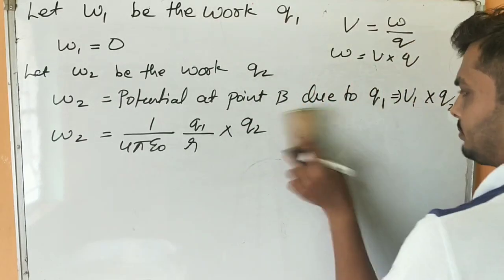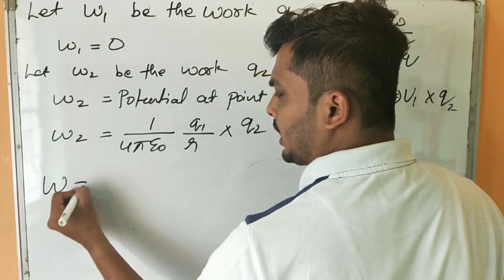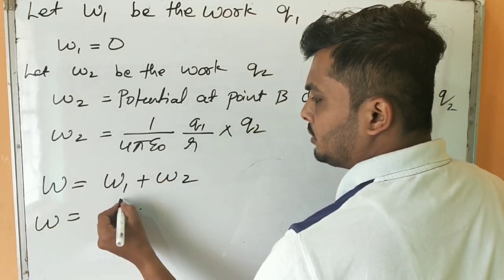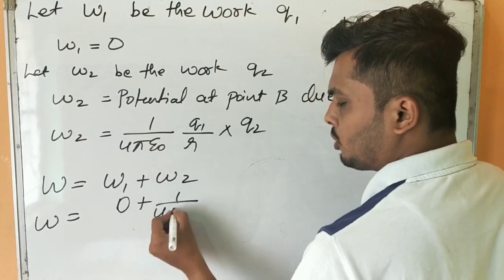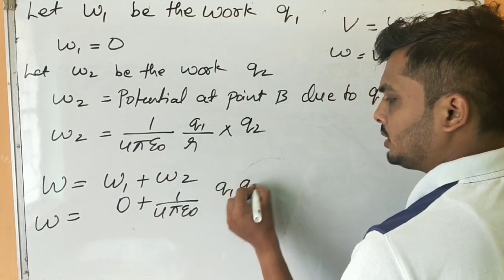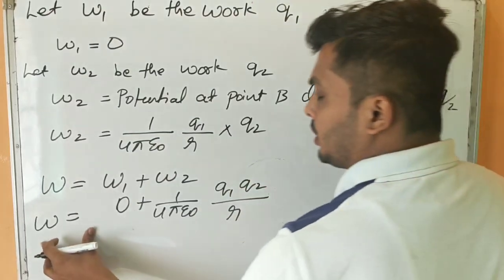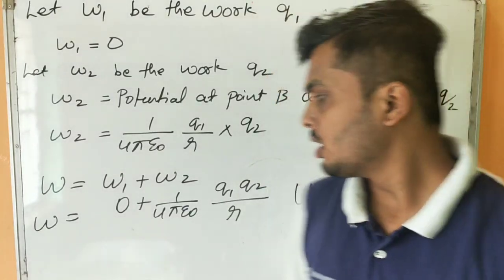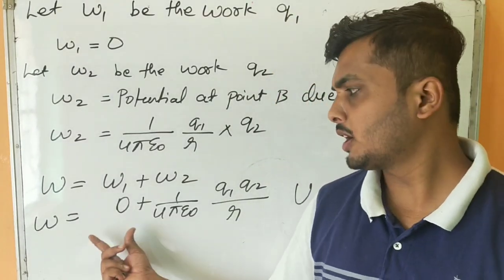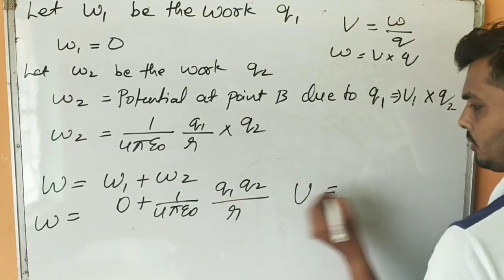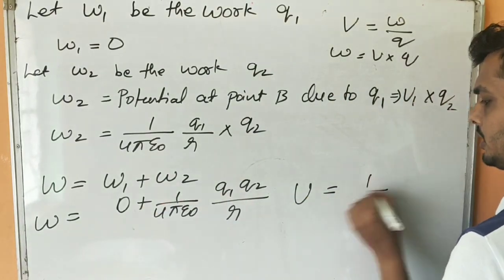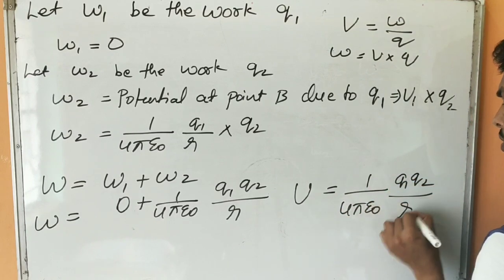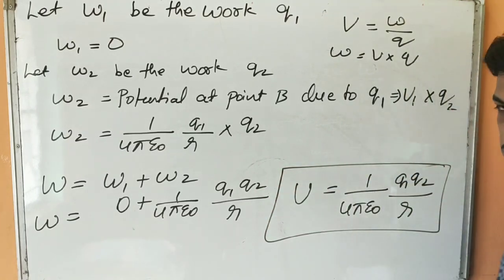Clear? So students, total work done W will be W1 plus W2. W1 will be 0, and W2 is 1 upon 4 pi epsilon naught Q1 Q2 divided by R. Now this work done is stored as potential energy. As per the work energy theorem, what does it tell you? Work done is equal to change in the energy of the body. So this work done is stored as potential energy, denoted by U, that is 1 upon 4 pi epsilon naught Q1 Q2 divided by R. Clear, students? Are you understanding?